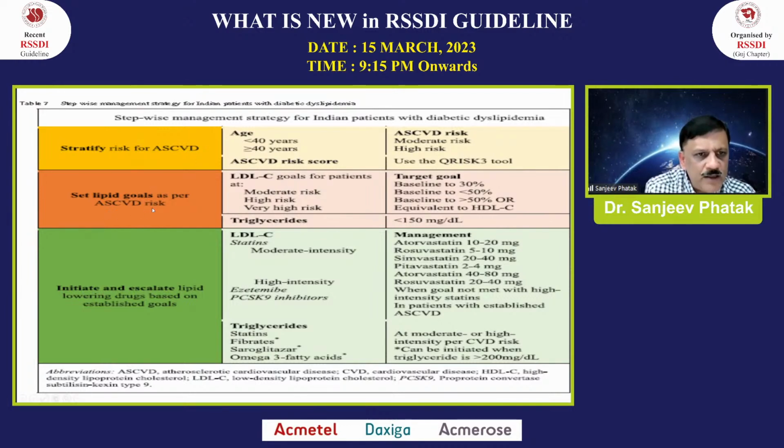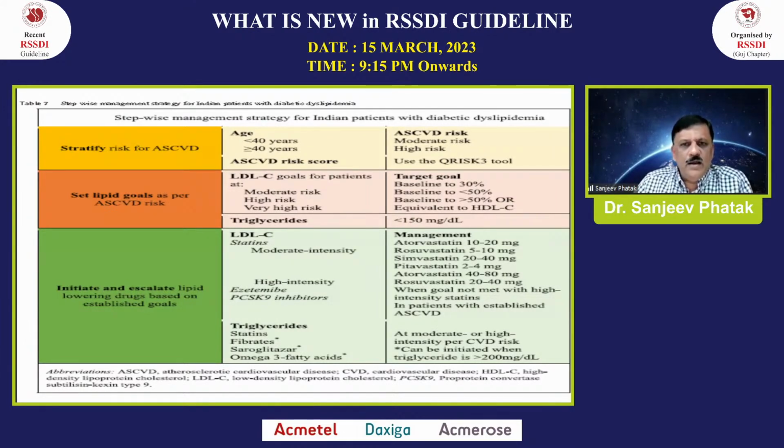Set the lipid goals as per the ASCVD risk. The LDL goals for patients who are moderate risk, then the baseline to less than 30% reduction. High risk, less than 50% reduction, or rather 50% reduction, or LDL of less than 70. And if the person is very high risk, then you target LDL of less than 50 or almost equivalent to HDL. So if your HDL is 40, your LDL should be 40. In other words, the ratio of LDL to HDL should be close to 1 and not more than 1. The triglycerides, the general target is 150 or below.